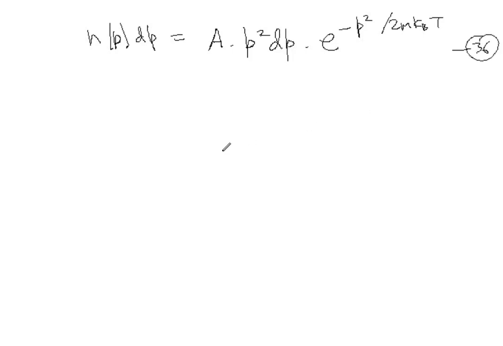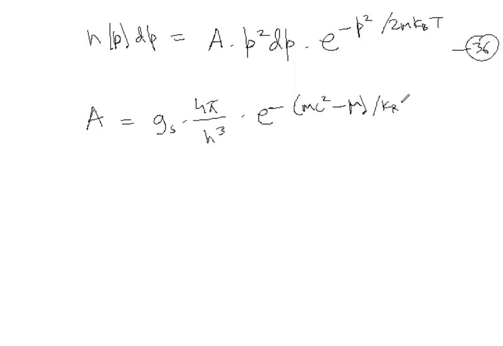Where we have collected all the constants together into a, and so basically a is gs into 4 pi by h cube into e to the power minus mc square minus mu again divided by kBT. Okay, this is 37.